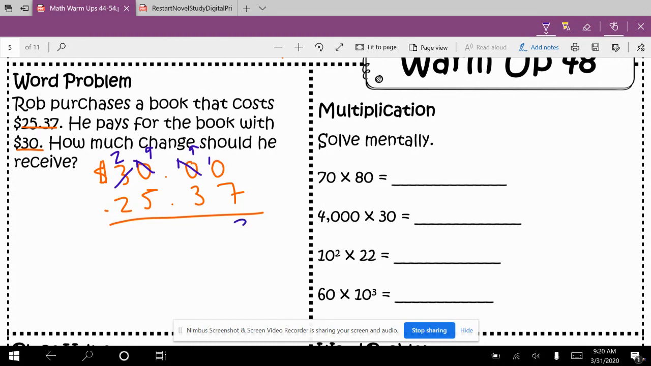10 minus 7 is 3. 9 minus 3 is 6. Don't forget our decimal. 9 minus 5 is 4. 2 minus 2 is 0. So how much change should he get? $4.63.